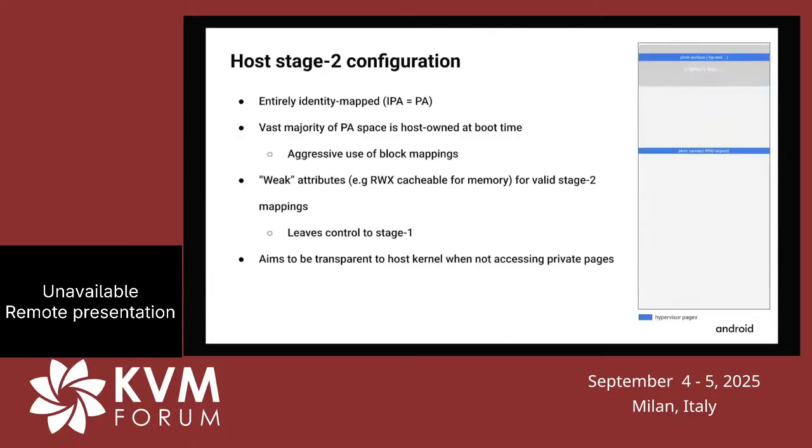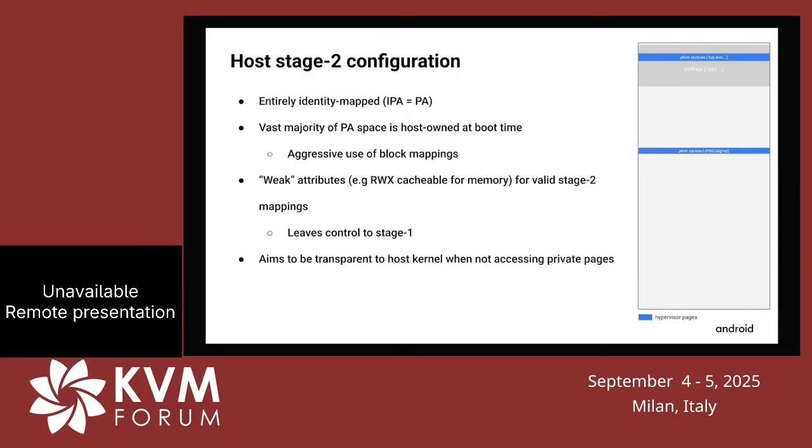It's improving. So the guest stage-2 page tables are very boring because they look exactly the same in the PKVM context as they do in normal KVM. But the host stage-2 on the other end is actually interesting because it's a bit different. Everything in the host stage-2 is identity mapped. So the IPA equals the PA. And at boot time, the vast majority of the physical address space is owned by the host in PKVM parlance. It means it's accessible to the host. In fact, the host owns the entire PA space except the few regions where we have hypervisor data structures and sections and text and things like that.